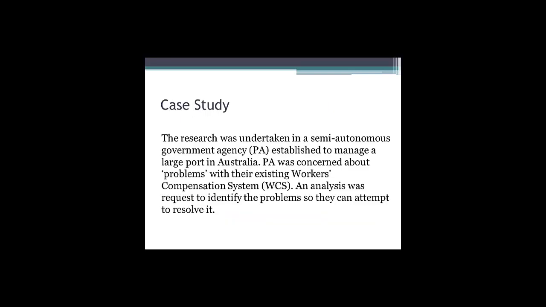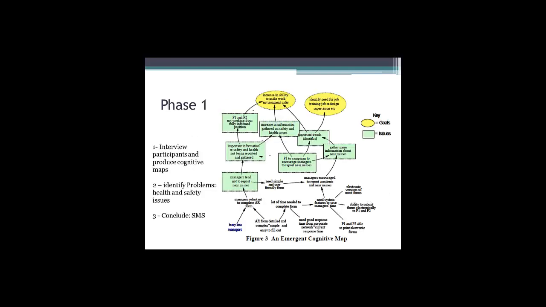A case study was undertaken in a semi-autonomous government agency which was established to manage a large port in Australia. The agency was concerned about the problems with their existing workers' compensation system. An analysis was requested to identify the problem so they could attempt to resolve it. After each member of the group was interviewed, cognitive maps were produced and used to compare and contrast. Figure 3 is an example of an emerged cognitive map from the research.